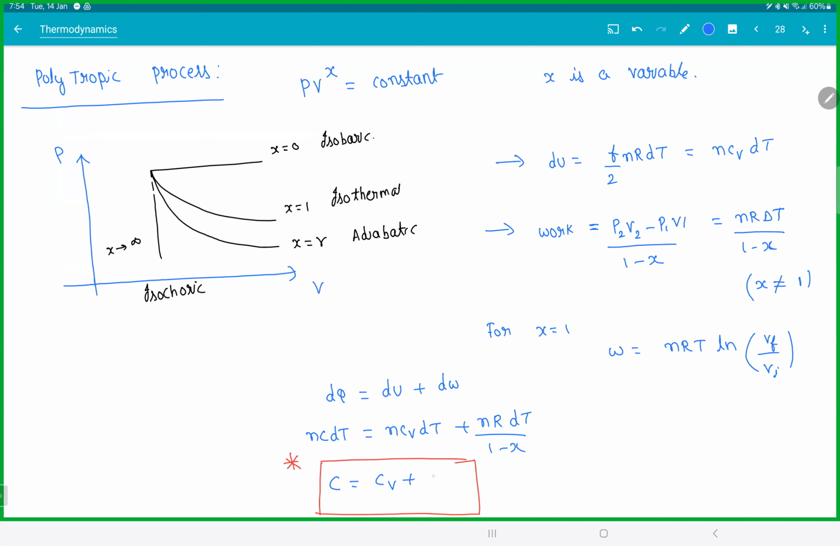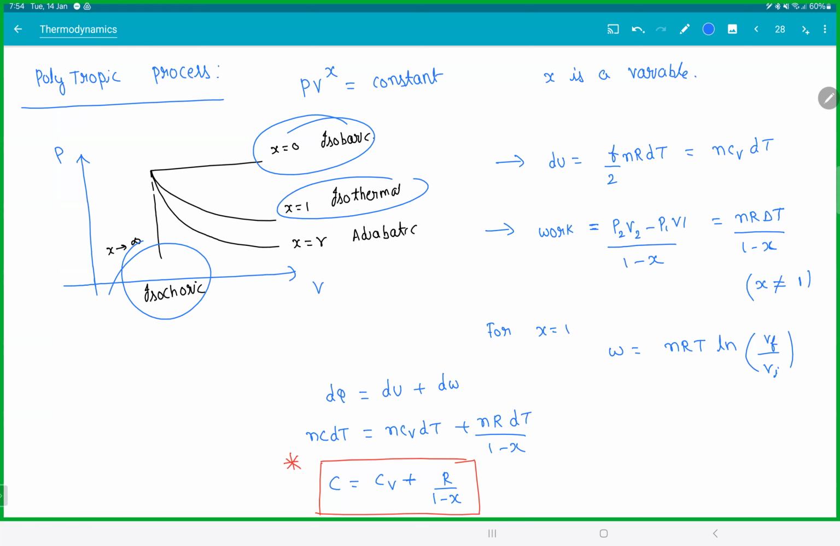Just for example, check it out. If I put x equal to 0, what do I get? C is equal to Cv plus R. What is that? Cp, na? So x is 0 is isobaric. If I put x equal to 1, what do I get? R by 0, infinity. For isothermal, infinity. Making sense? If I put x equal to infinity, what do I get? Cv plus R by infinity, 0. C is Cv, isochoric. If you put x equal to gamma, you will get C equal to 0.